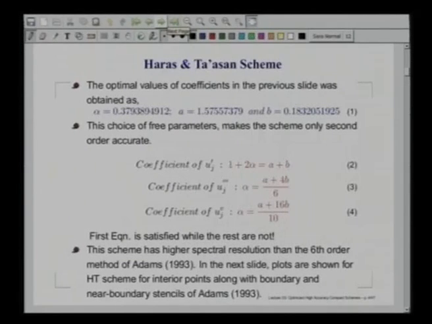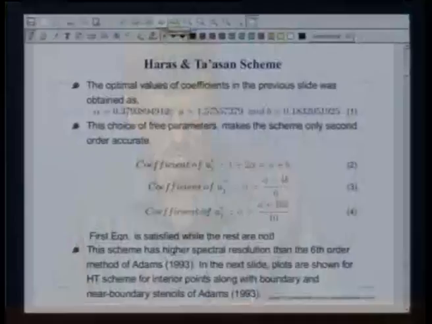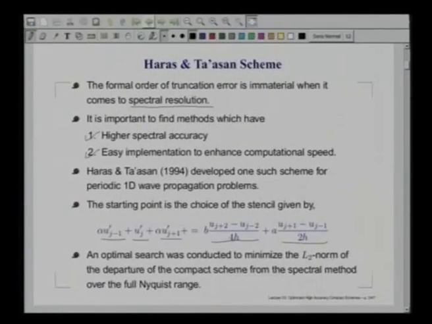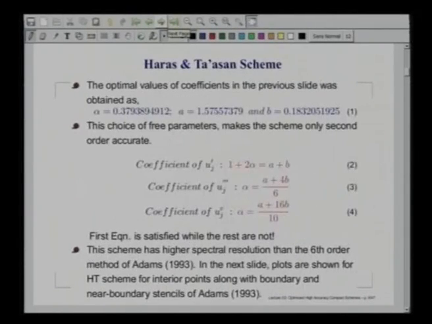What Haras and Tassan found out is that you do not need to pick those values of alpha, a and b in the previous slide in the usual way. Here h is the grid spacing, so that is fixed. So, in this equation there are 3 unknowns: alpha, a and b. Basically, the optimization process would try to locate the values of these 3 constants so that you get maximum accuracy.